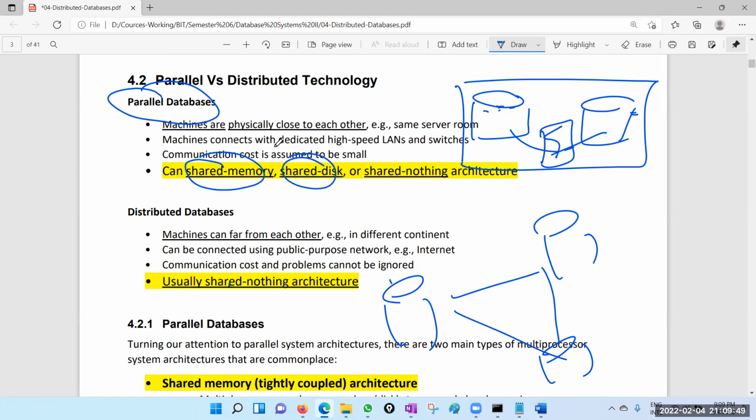So there is no sharing. How can you share memory or processor when this is in Colombo, this is in London, and this is in Tokyo? You can't share memory or anything. You can share memory and other resources only if they are very close to each other, in sort of the same machine.